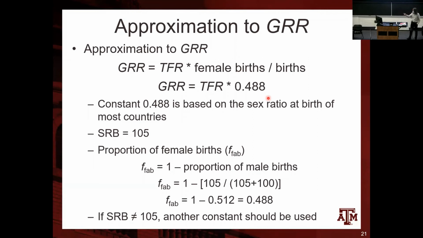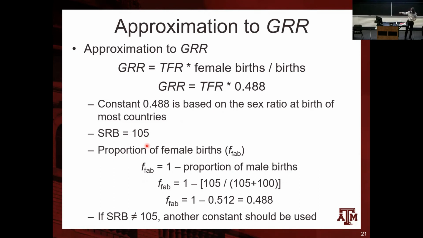I just use this formula here in the case that I do not know the exact number of daughters being born for women in the 7 5-year age groups. If I don't have that, I can use this approximation. And what is this number here, 0.488? Where does this magical number come from? It is based on the sex ratio at birth of most countries. Most countries have a sex ratio at birth of 105. That's that biological normal that we talked about before. 105 baby boys born for every 100 girls.